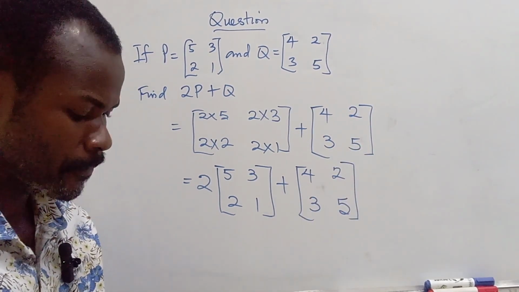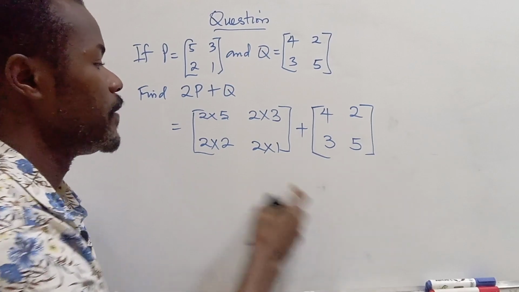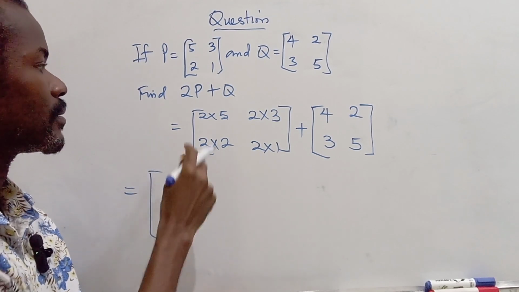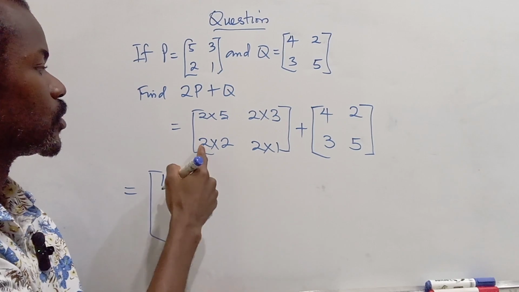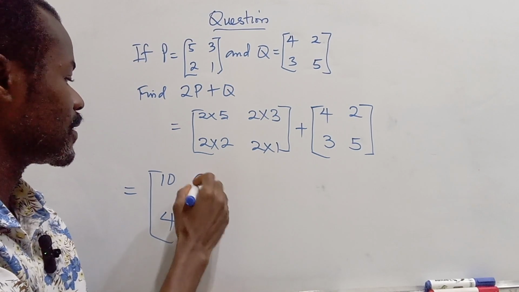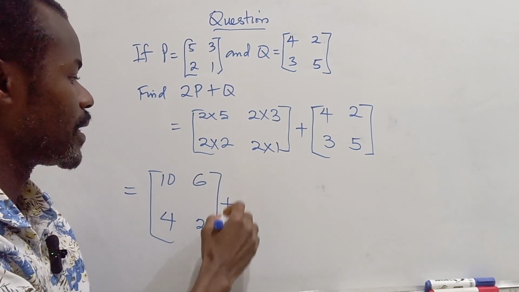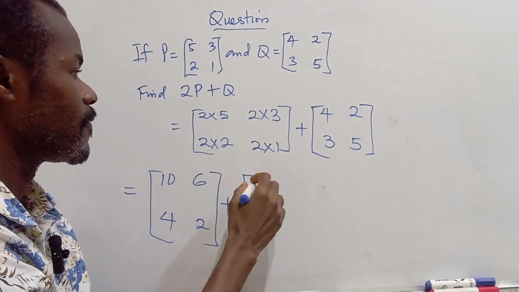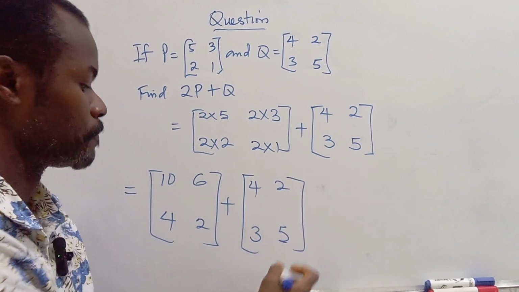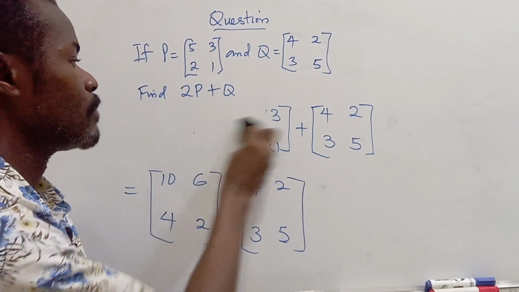Okay? So let's multiply what we have here in this bracket to see what we are going to get. So we have 2 times 5 is 10, 2 times 2 is 4, 2 times 3 we have 6, and 2 times 1 is 2. So plus, we have our 4, 3, 2, and 5. Okay, so all we need to do is add these two matrices.